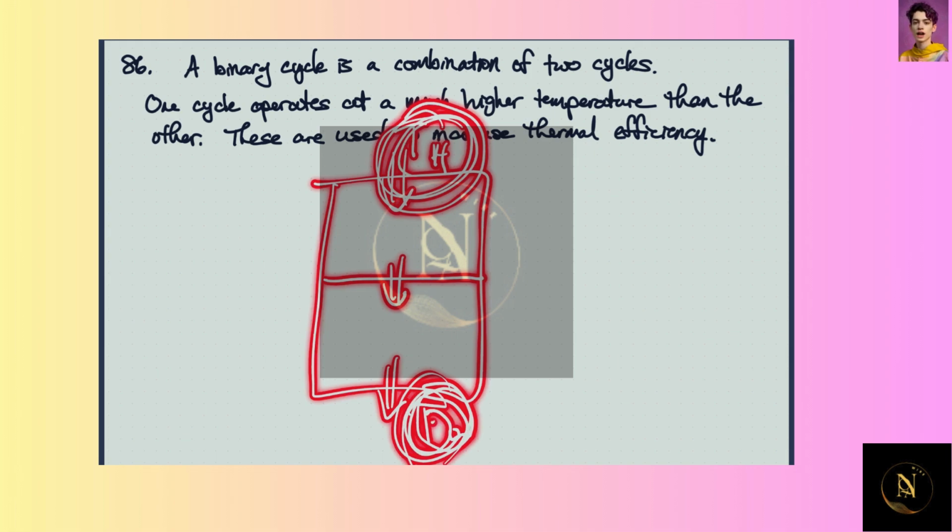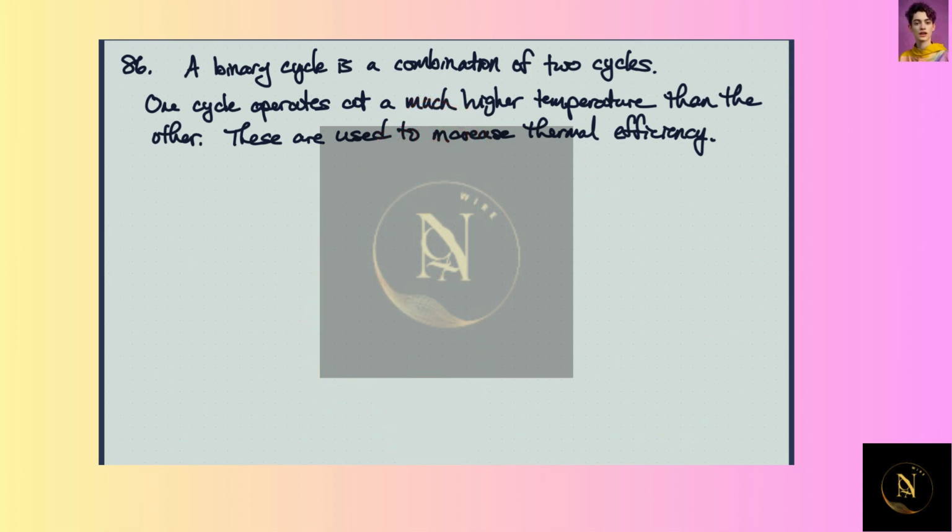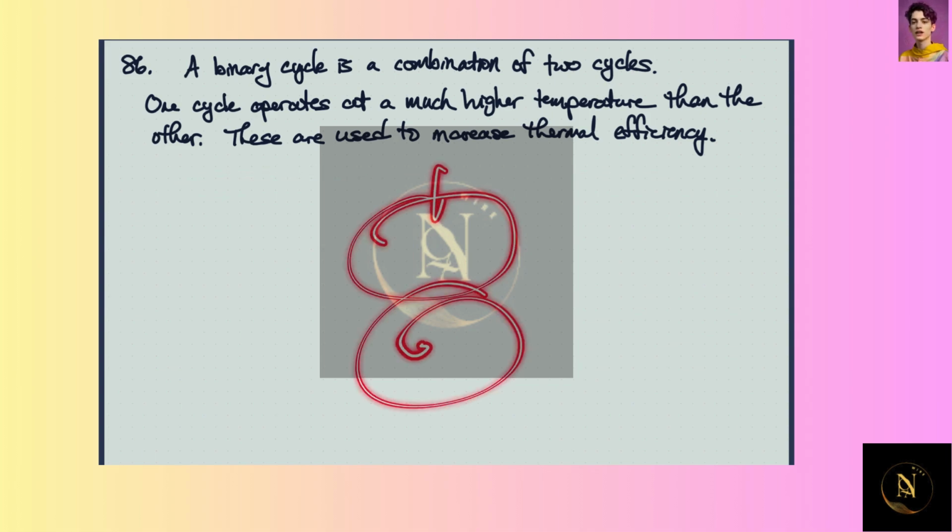So if you want, you can try to make this ratio, TL over TH, as small as possible. That is generally going to help with your efficiency. And so that's why we do these two cycles, high temperature, low temperature. So we get basically a bigger difference in the temperature of the heat exchange.